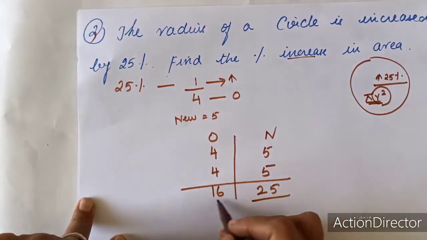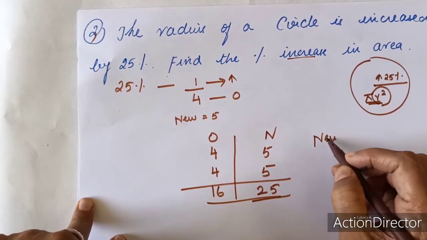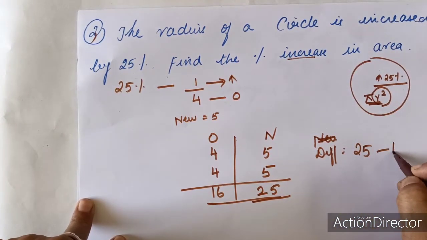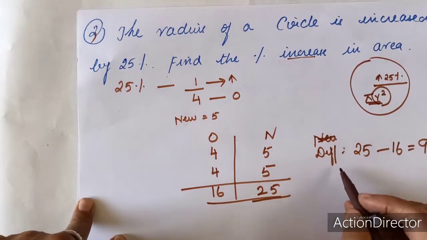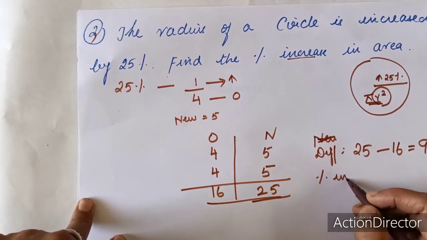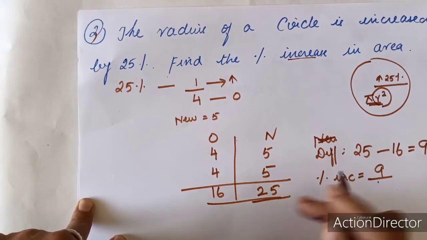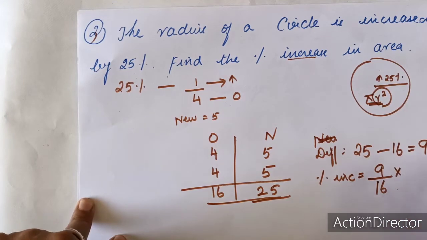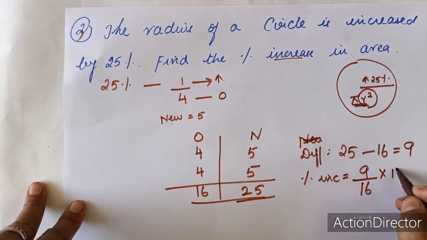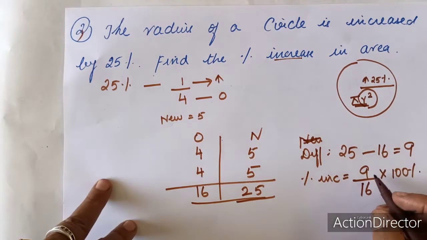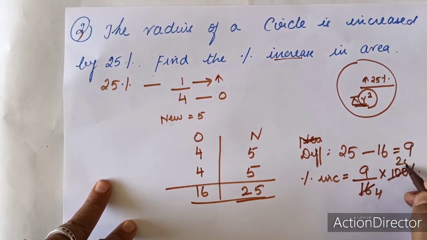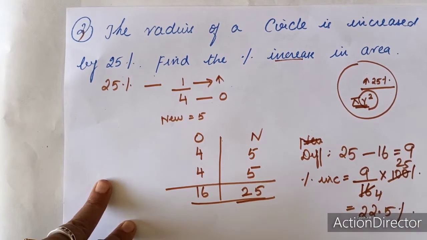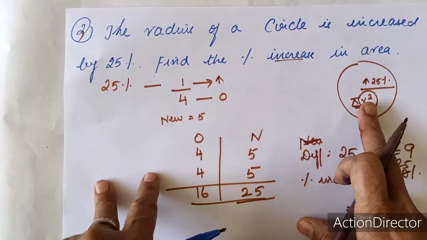So now what is the difference? Difference is equal to 25 minus 16, which is equal to 9. So percentage increase will be equal to 9 upon original. What is the original? 16. So 9 upon 16 into 100%. So this can be reduced and written as 4 and here 25. So when you calculate, you will be getting 22.5%.